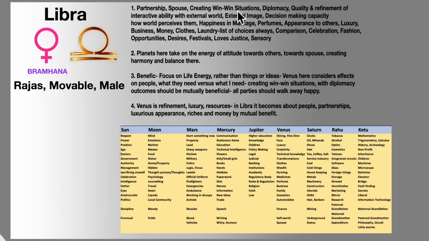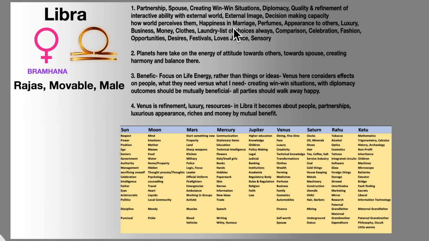How do you perceive it? What is your interactive ability with the external world? External image, your decision-making capacity, because Libra is all about choices. Libra has a constant issue with choice. What kind of choices do you make? You're faced with a number of choices and you have to pick one. That's Libra. How the world perceives them.